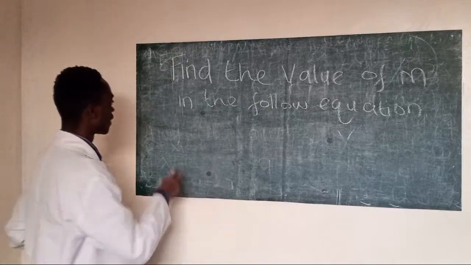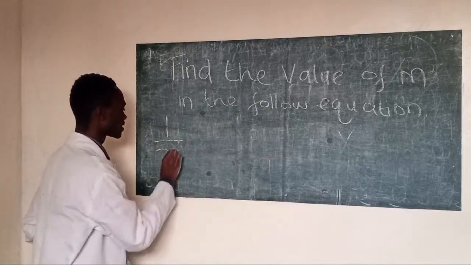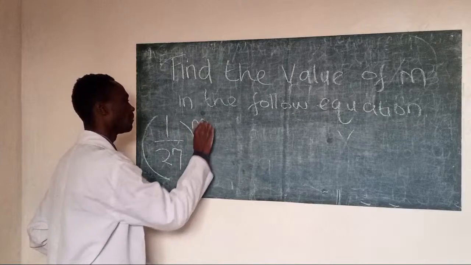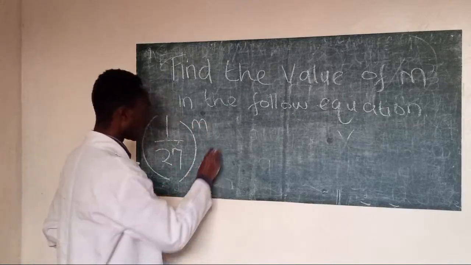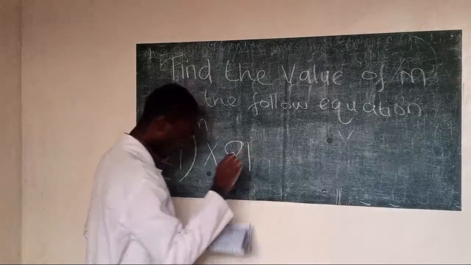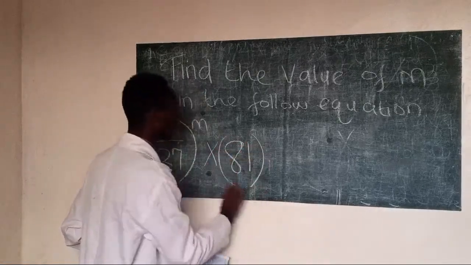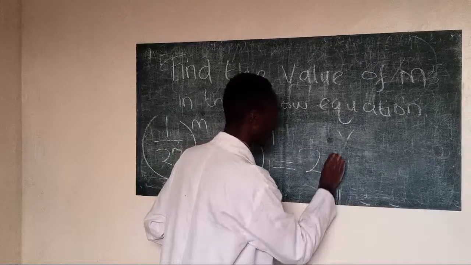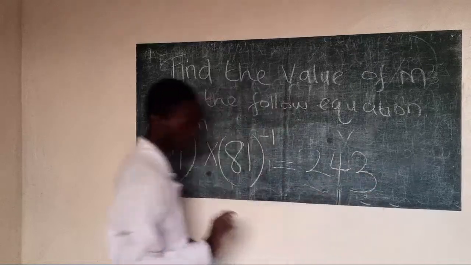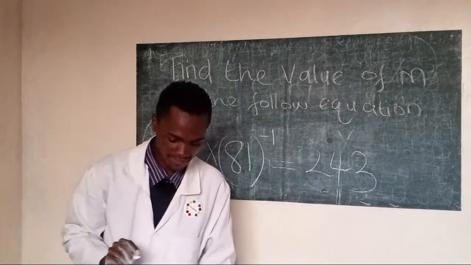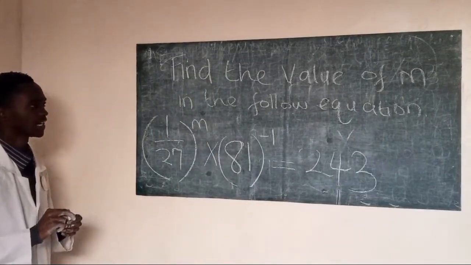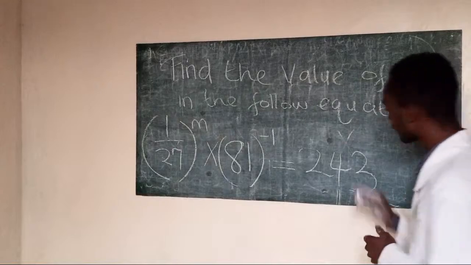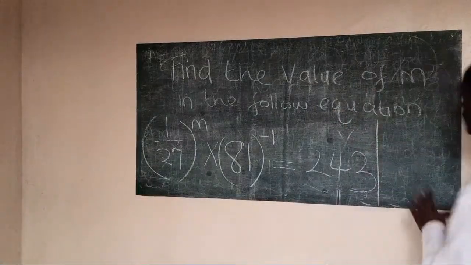So 1 all over 27, I raise it to power m, I multiply by 81, I raise it to power negative 1, is equal to 243. Now, the secret of this mathematics is knowing the laws of indices. If we know the laws of indices, we can solve it.